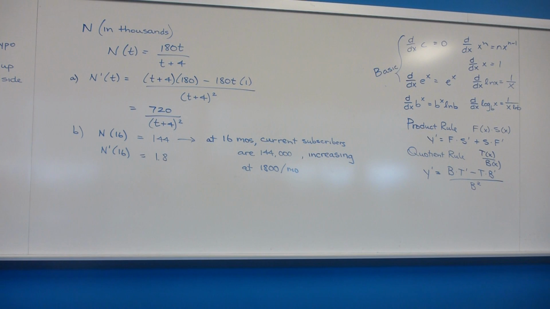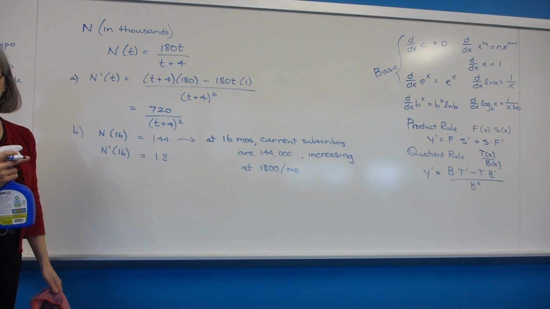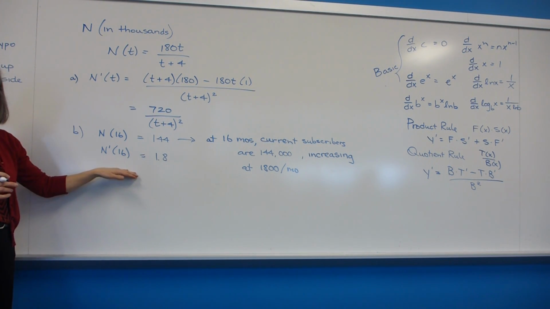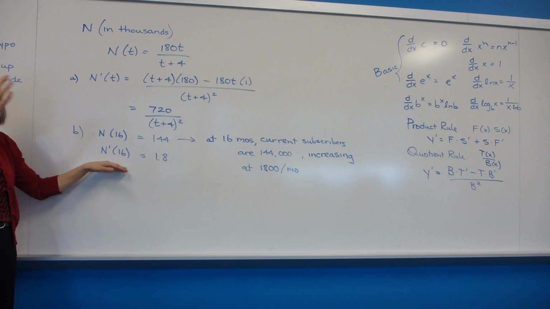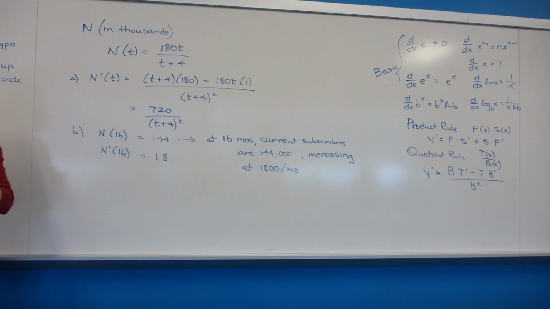Okay, so the last part of this question is, use marginal analysis to estimate the number of consumers at 17 months. Use marginal analysis means use the current trend, the derivative. I just want to go 1 month later. At 16 months, I'm sitting here at 144, and I'm increasing at 1,800. So at 17 months, where do you expect to be? How would you figure that out?